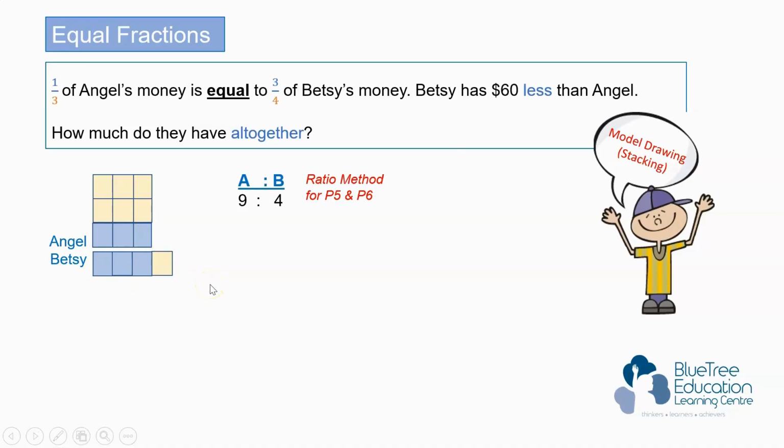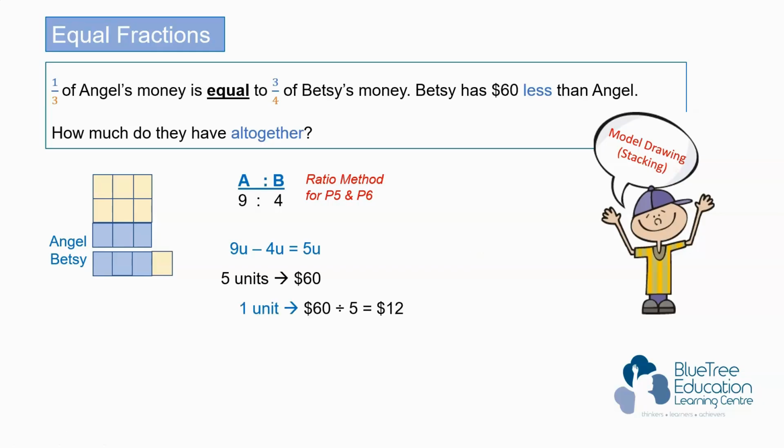So now let's look at the next sentence. They said that Betsy has $60 less than Angel, which means that their difference would be $60. So if Angel has a total of 9 units here, and Betsy has a total of 4 units, their difference would be 9 minus 4, which is 5 units. And these 5 units here would be equal to $60. So we can write that down. If 5 units is $60, 1 unit would be $12.